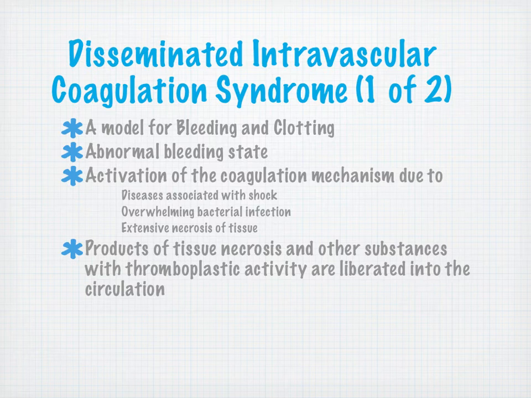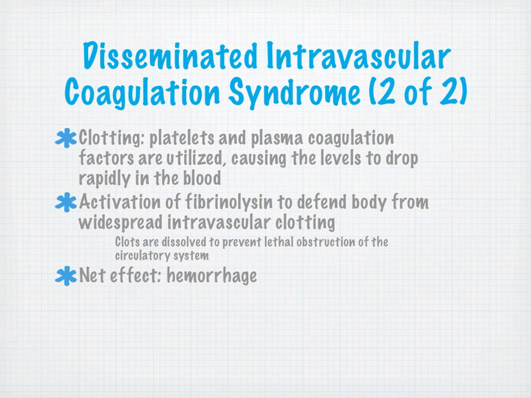So what did I just say? Things going on in the blood that encourage clotting are now free-ranging because of what started out as an infection. Clotting platelets and plasma coagulation factors get used up. Because this process is saying, I need you to clot, the clotting factors get used up, and that causes the levels to drop, so you don't have enough clotting factors. Then there's activation of fibrinolysin to defend the body from whatever is making it look like we need all this intravascular clotting, and the fibrinolysin is trying to dissolve these clots before they destroy the circulatory system.